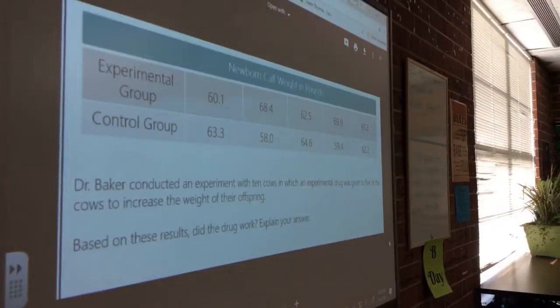But as scientists, we're not going to stop and say a drug worked just after 5 cows, because 2 of those cows did not show growth over the other. So yeah, 3 out of 5, it's probably leaning towards yes, there is an effect, but you need more data. But for this purposes, we're going to say yes, the drug worked because most of the cows in the experimental group had increased growth. So make sure you have the complete answers. And you can say no, but you better have a justifiable reason why.